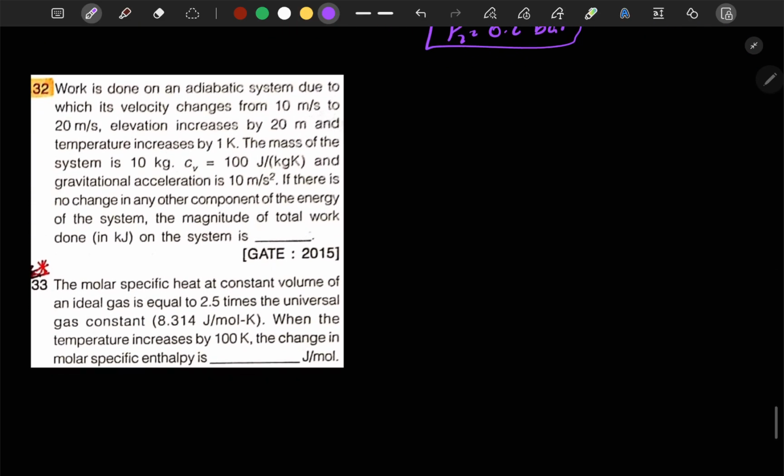We will move to the next question, question number 32. In case of question number 32, work is done on an adiabatic system, due to which the velocity changes from 10 meter per second to 20 meter per second, elevation increases by 20 meters and temperature increases by 1 Kelvin.